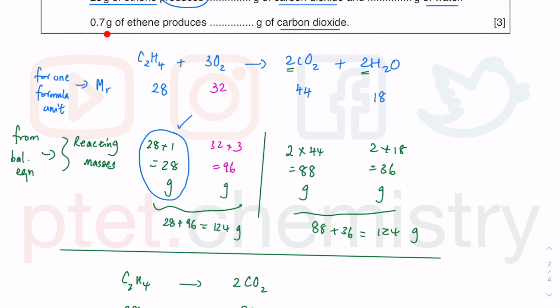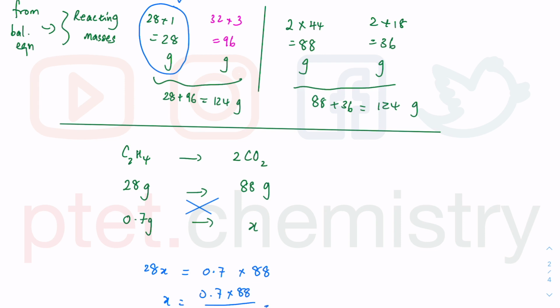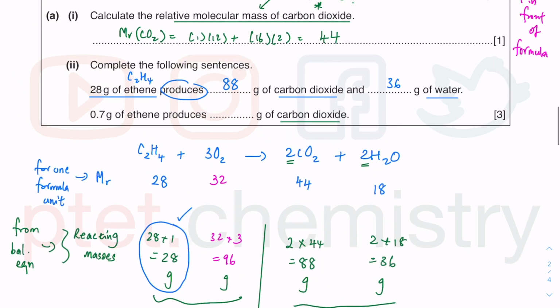How about 0.7 gram of ethene? When I have 0.7 gram of ethene, what is this? This is X. So what I do is I do cross multiply. So I cross that: 28 times X is equal to, and then I cross the other side, 0.7 times 88. That's the meaning of cross multiply. The G is just the unit of masses in grams. So what I have is X equal to 0.7 times 88 divided by 28. Press that onto your calculator. You get 2.2. The unit there will be gram, because everything there is in gram. So 2.2 gram is going to be the answer there.